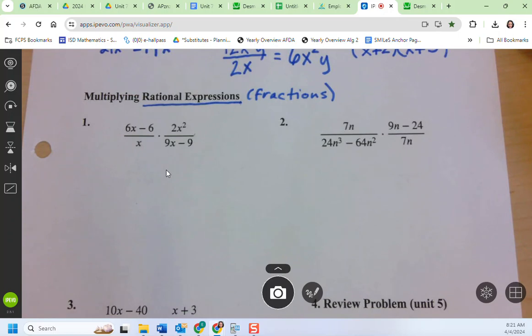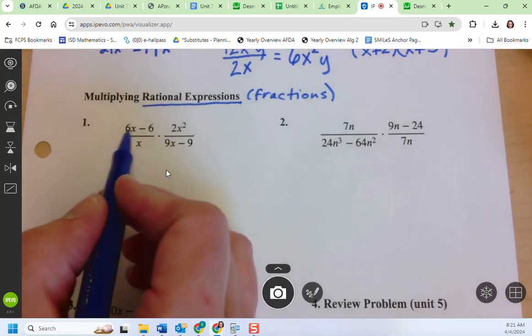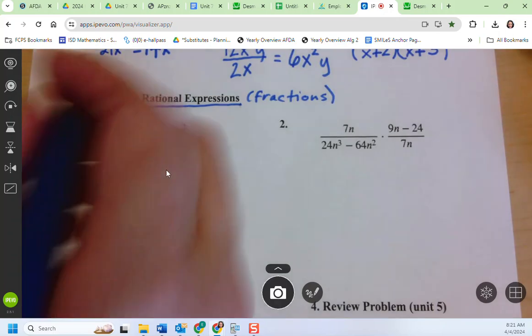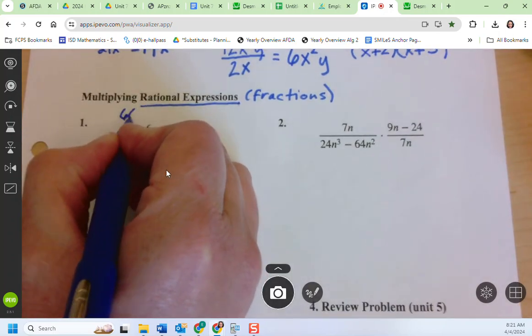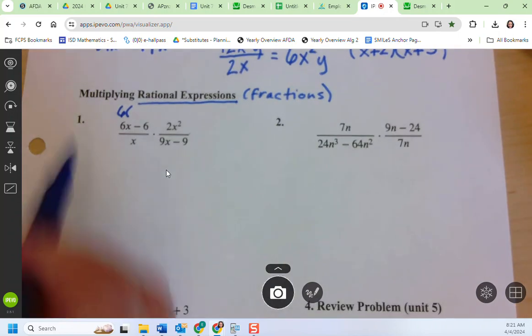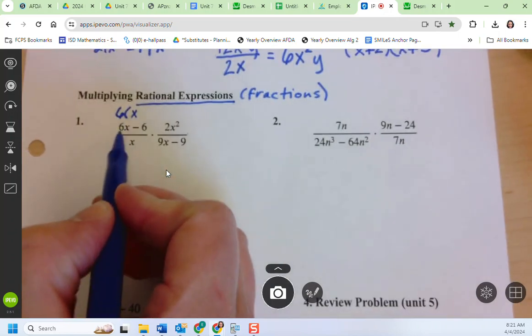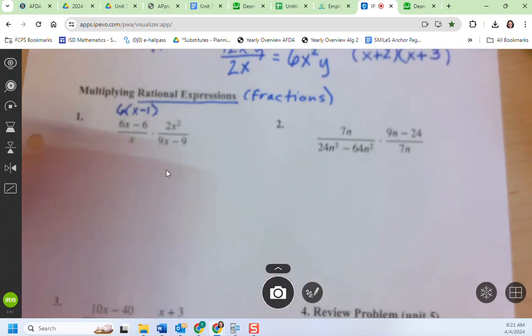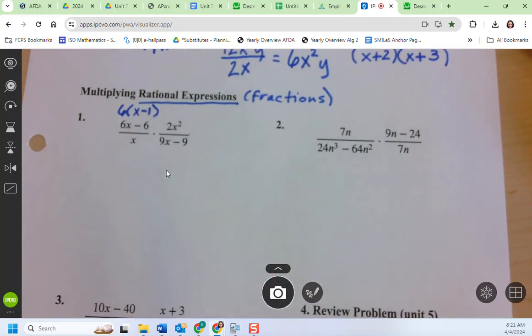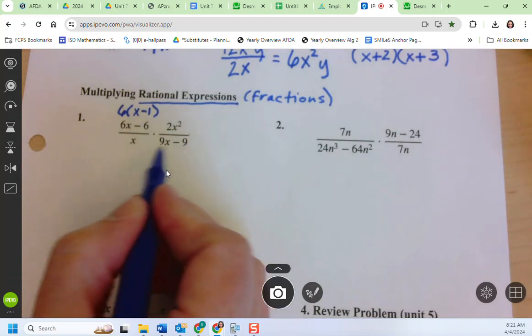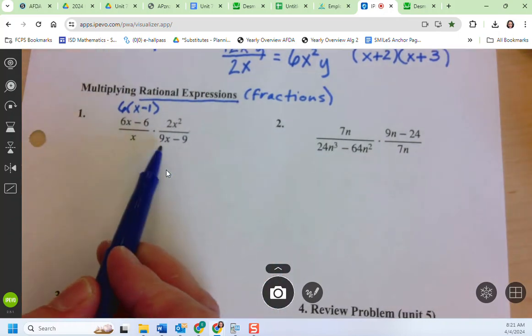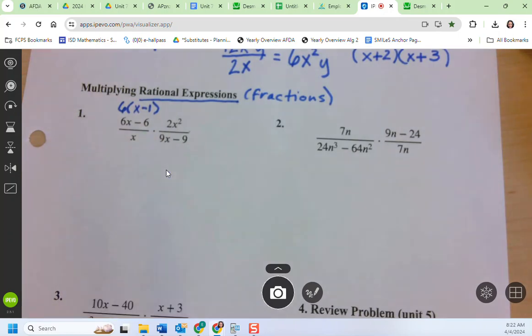Let's look at the first problem together. If I have 6x minus 6, I can factor out what common factor? 6. So I'm going to factor out the 6. And then 6 times x would give me the 6x, and 6 times minus 1 would give me the negative 6. So I factored out that common factor of 6. Can we do the same thing right here with the 9x minus 9? Okay, so go ahead and factor out your common factor of 9 right here.